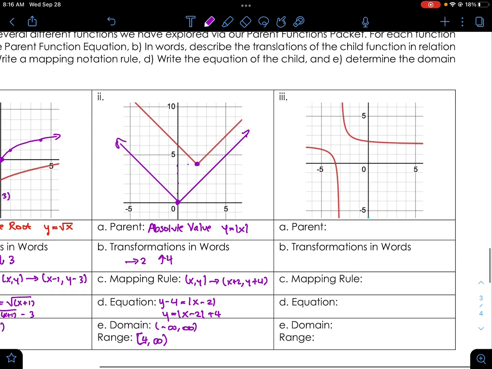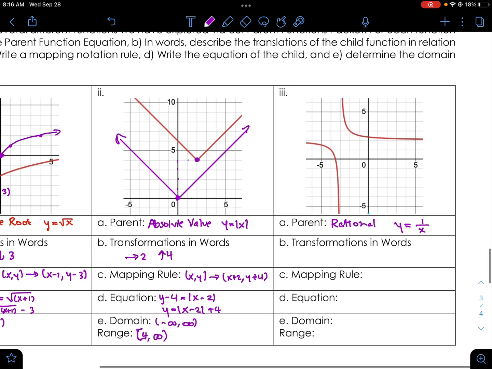In our last graph, this is a rational function. The parent function is the rational function. It's going to be y equals 1 over x. So our transformation in words, how do we figure this out? Remember from our parent graph activity, we learned that there is a vertical asymptote right here at x equals 0 and a horizontal asymptote at y equals 0, so on the x and y axis.